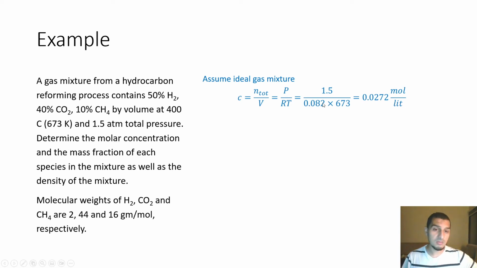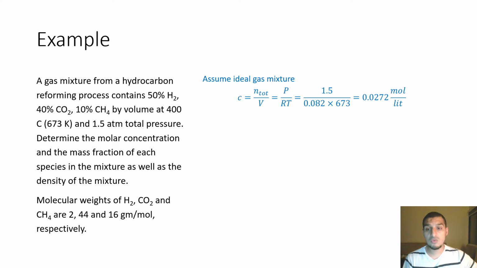because, again, this is gram liter multiplied by atmosphere divided by mole Kelvin. So the volume is in liter, and the number of moles is in gram moles or in moles. So this is the total concentration.